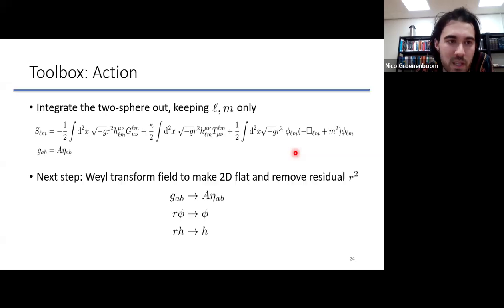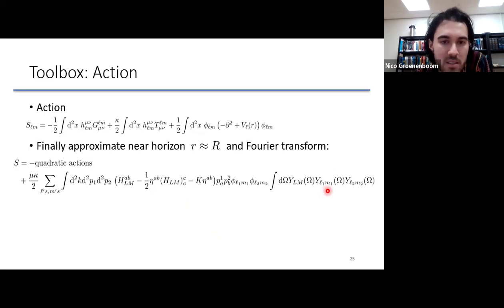So the next simplification is to transform the metric and the field to make it actually two-dimensional flat, and to also transform the fields to remove the residual r squared. And inserting this entire transformation gives this kind of action. So still a symbolic notation, but the important part is that the integration is over a flat two-dimensional space, and we have partial derivatives, and some potentials that depend on R and that are in general very complex.